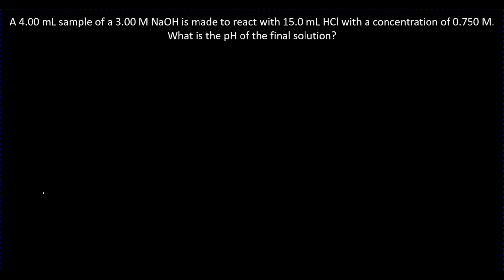Hello everyone. So this is a sample problem on how to compute for the pH of the final solution when we mix an acid and a base. What we have here is, given the concentration of a base, a particular volume of it is mixed with a particular volume of an acid, and the concentration of the acid is also given.